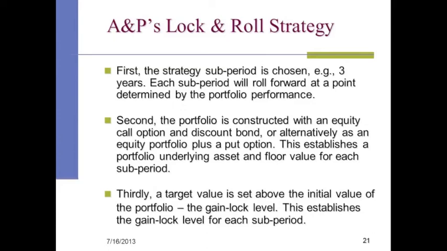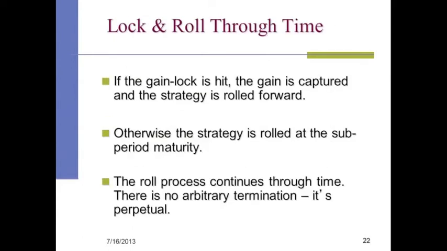Now, thirdly, to deal with the high watermark issue, the strategy is going to require a definition of a target value that's set above the initial value of the subperiod, and we'll call that the gain lock level. So this establishes a gain at which point, within the 3 years, if it occurs, we're going to lock in that gain and roll forward. So looked at through time, if the gain lock is hit, the gain is captured, and the strategy is rolled forward, with a nominal 3 years, again, in this illustration.